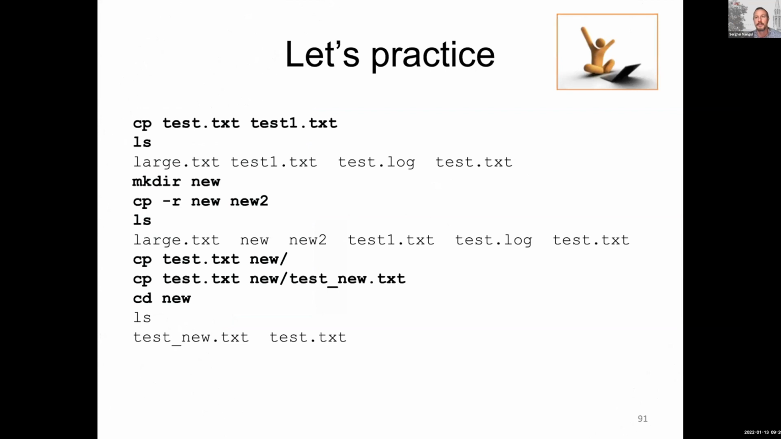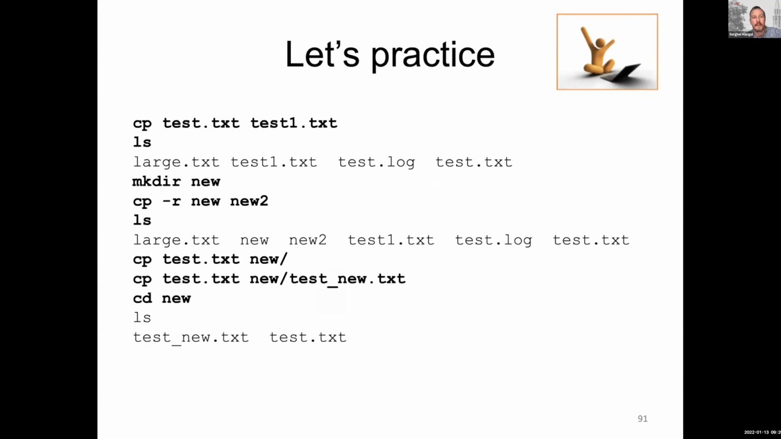Let's see some examples. If you want to copy a file, cp, original file name test.txt, that's the original one, and test1.txt, that's the new one, which will be created. So that's the command you run. Then if you check what is in your directory, you should have your original file, test.txt, right here, and the file which was just created, test1.txt. Okay, so that's how you create a copy of a file.